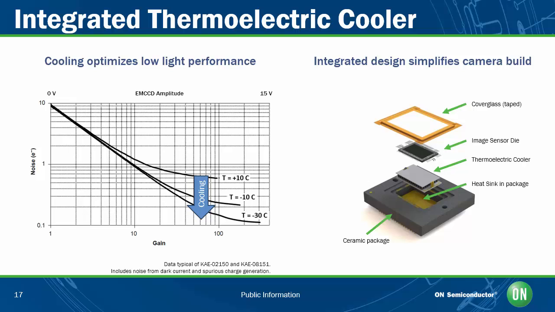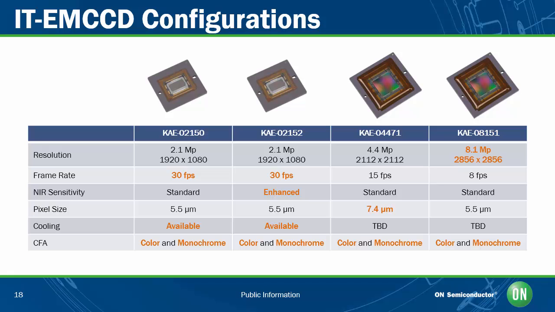Now, taken all together, there are now almost 30 different orderable parts that are available in our Interline Transfer EMCCD portfolio, with resolutions ranging from 1080p to 8 megapixels, with options for large pixels and enhanced near-infrared sensitivity, integrated cooling, color, monochrome, taped, sealed cover glass. We recognize that different applications for very low light imaging can have really different specific imaging needs, and that it's important to provide not just one or two options, but really a full portfolio of options to allow the most appropriate image sensor to be identified and then matched to the needs of a specific application.